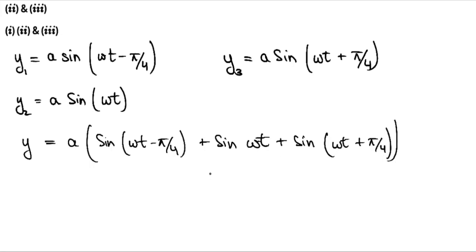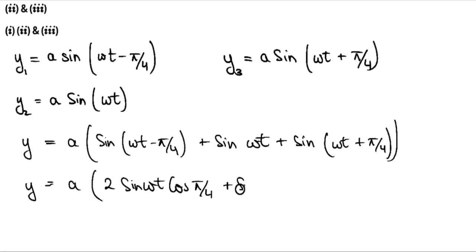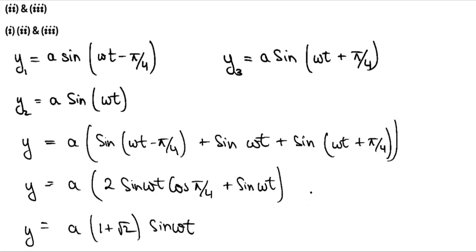Therefore, on calculating this, we find out that y is equal to A multiplied by twice of sine omega t into cos pi by 4, plus sine omega t. Therefore, we can write that y is equal to A multiplied by 1 plus root 2 multiplied by sine omega t. Therefore, we can say that the resulting amplitude of the SHM, which was found out by superimposing these, is A times 1 plus root 2.